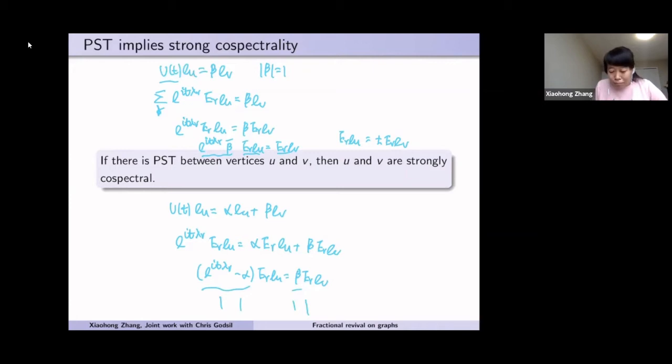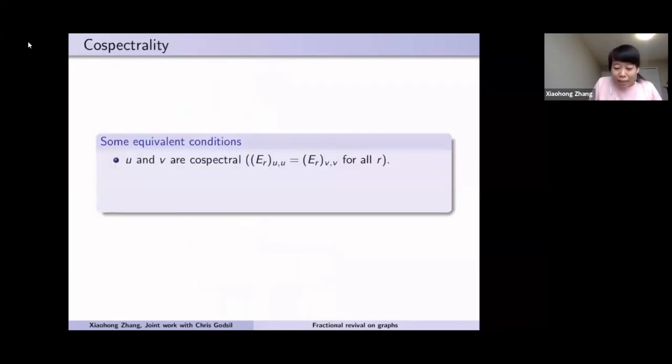But in general, they are not always equal to each other. Those two scalars do not always have the same modulus. So, when the two norms are not equal, do we lose the property of cospectrality completely, or is there still something we can say? Before that, let's check some equivalent conditions for cospectrality.